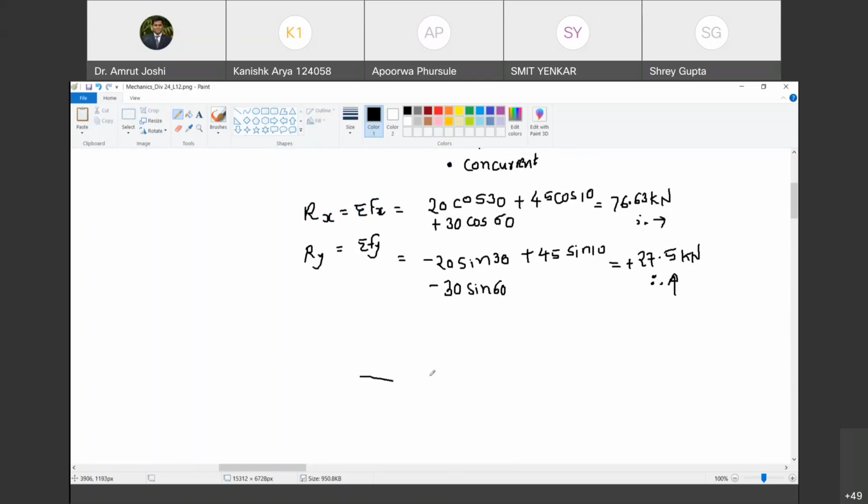So in which quadrant does the resultant lie? Let me first call Rx 76.63 kilonewton, and Ry is 27.5 kilonewton. Are you with me? Yes, sir. And sir, it should be minus 28.16 for Ry. Okay, so now I need to check. If there are differences in the calculation: minus 20 sine 30 plus 45 sine 10 minus 30 sine 60. Yes, it is minus 28.16. Yes, sir. Sorry, sir, my bad.